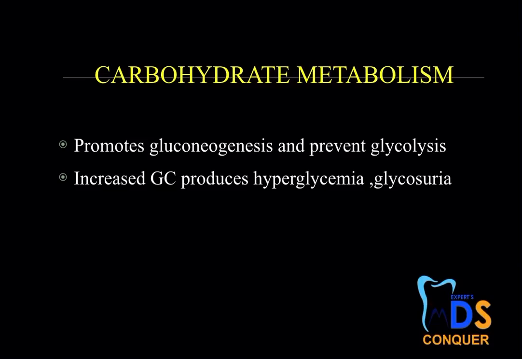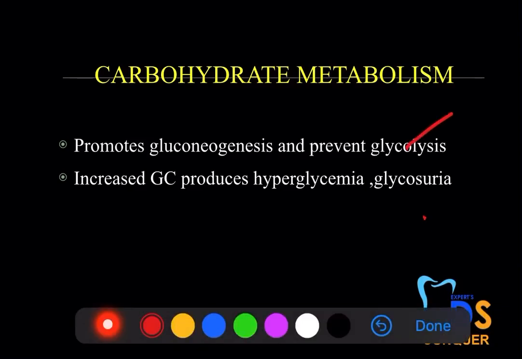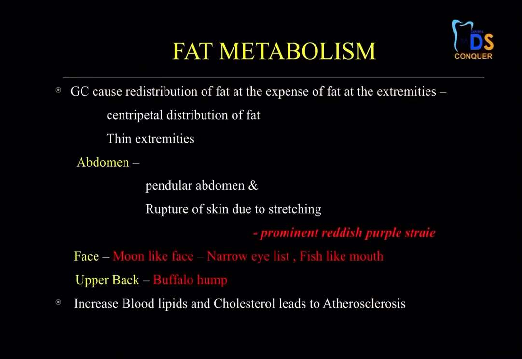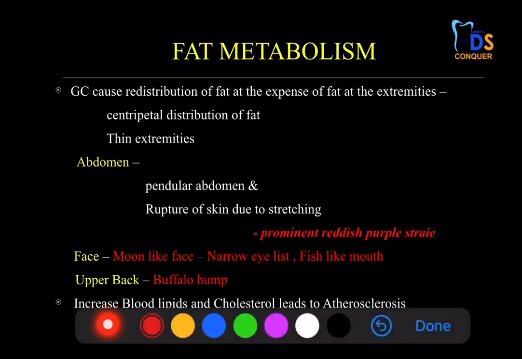So this you have to write. Okay, this is very important. And then for fat metabolism, it causes a redistribution of the fat at the expense of the extremities, and centripetal distribution of the fat. Because of this, the extremities are thin, and if it crosses a limit, it results in a condition called moon-like face and buffalo hump.